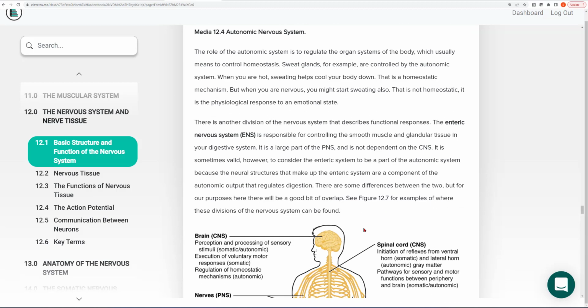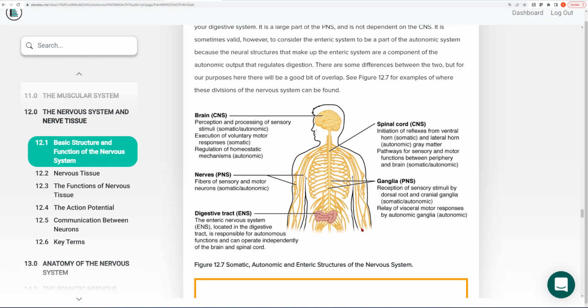So what we're learning as we learn more about the nervous system is that your gut, right, has a lot of nerve endings in it. And those nerves are sort of independent of the rest of the nervous system, and they are responsible for your digestive function. You have nerves and ganglia, again, only in the PNS, and then you have the spinal cord and the brain as major organs within the CNS.